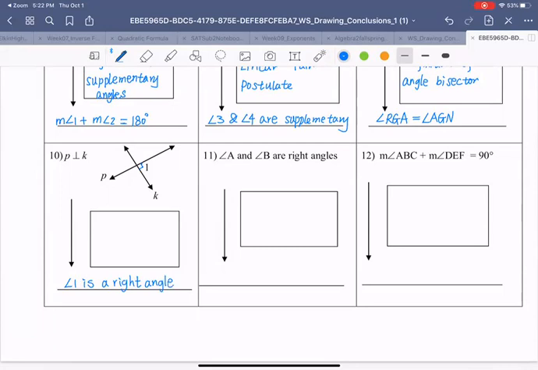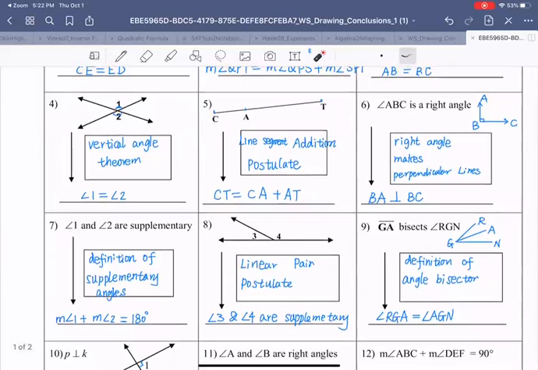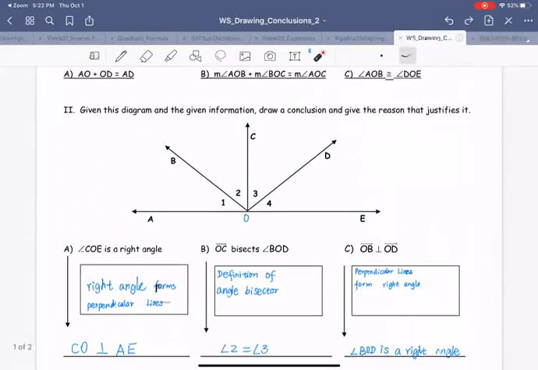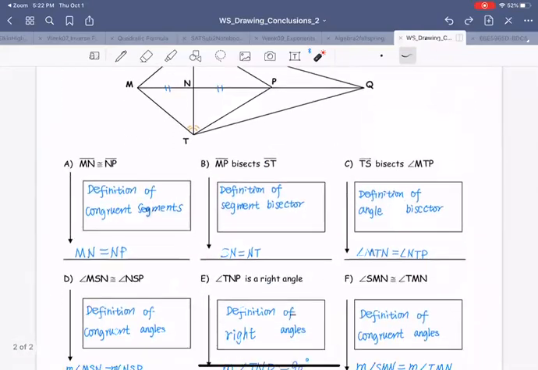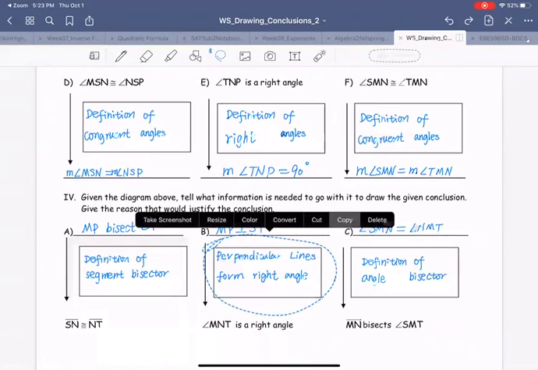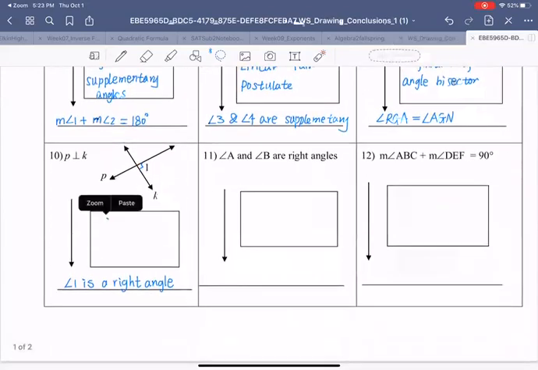So what's the theorem? What do you use over here? Remember, we have somewhere there. Okay. Yeah. Perpendicular lines form right angles. I think we write down over here. Look, that's a guy. Correct? Yes.